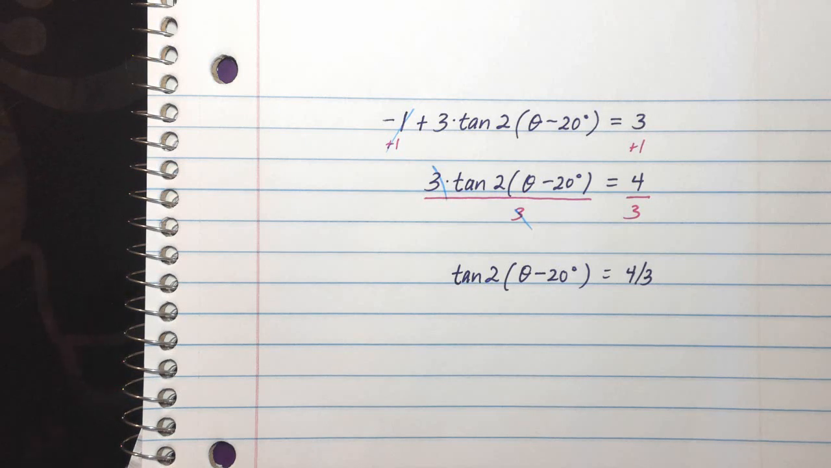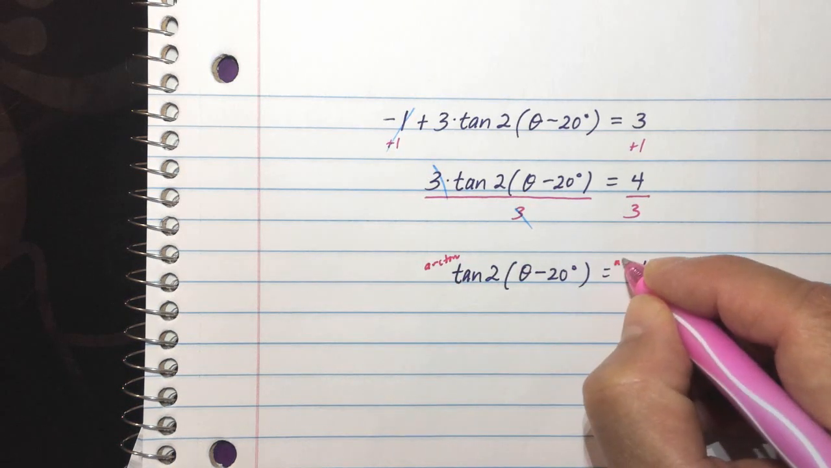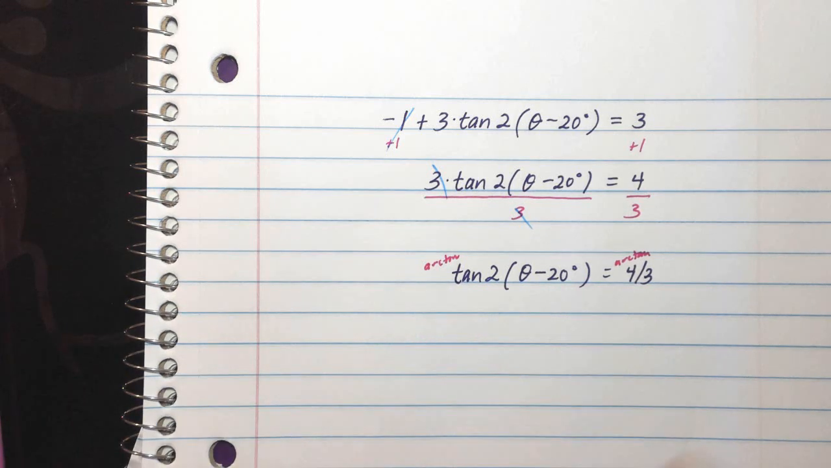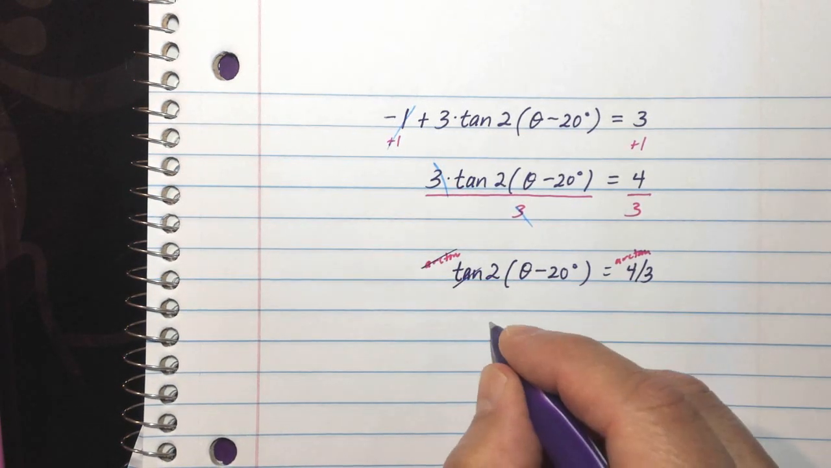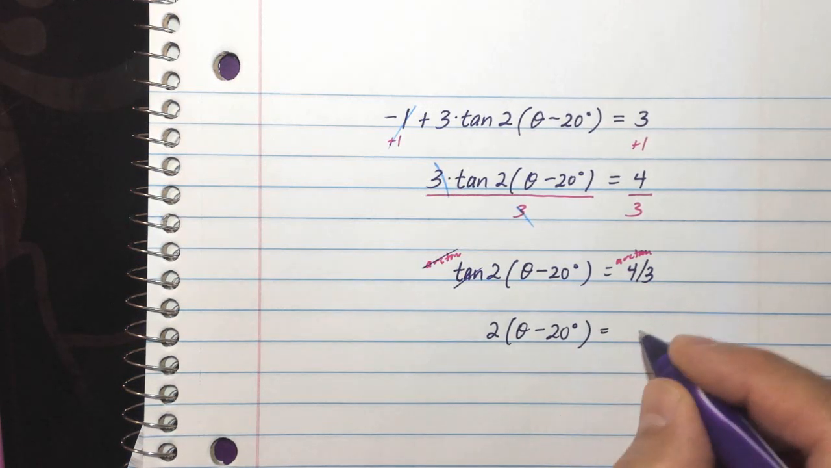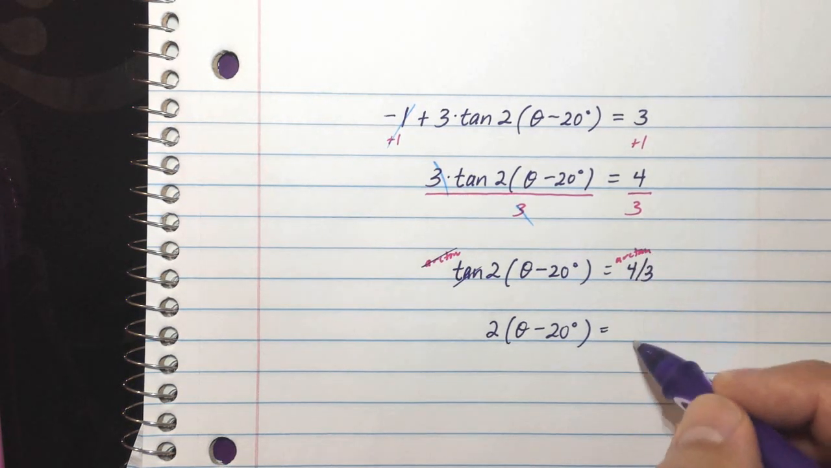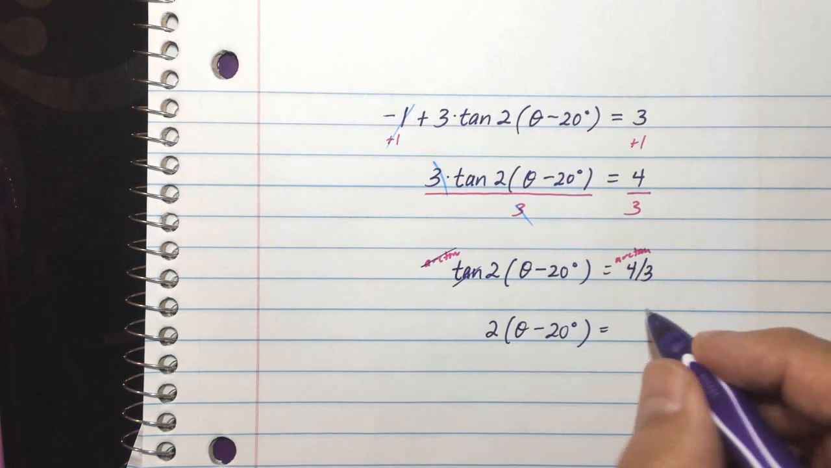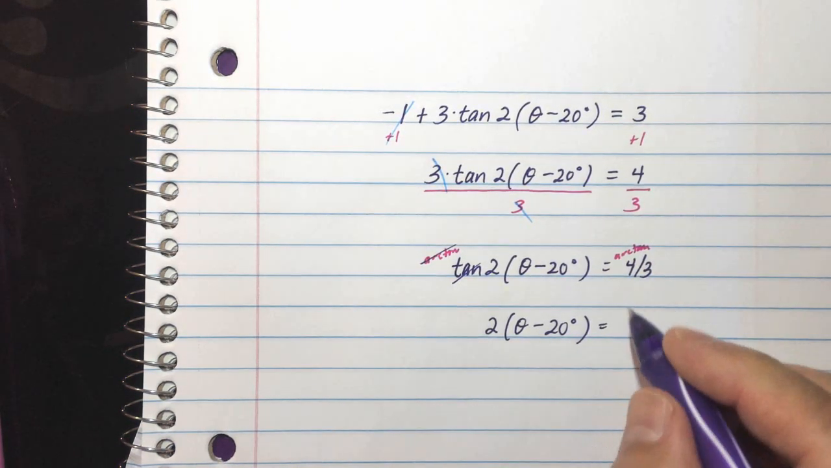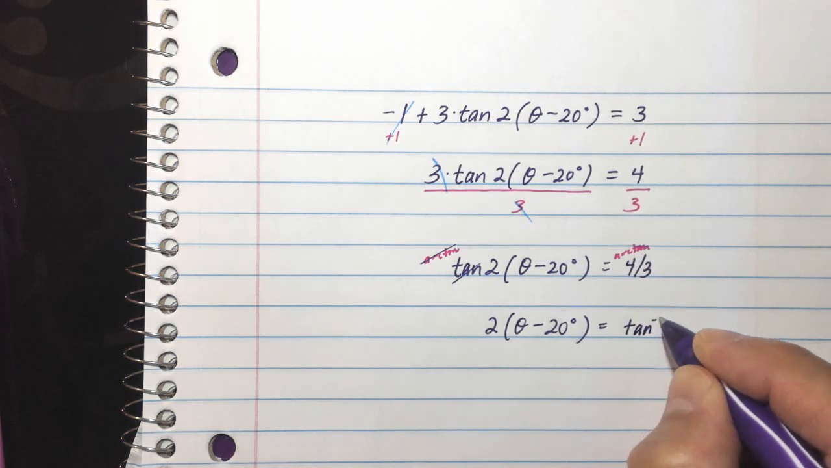I'm not going to show it. Okay, I'm going to show it. Arctan. If you're going to do it right though, cancel this, and then you get 2 times theta minus 20 equals the arctangent of 4/3. I'm not going to rewrite that because I feel like that's a waste. So watch what I do. Instead of rewriting this here, I'm going to go straight to the general solution. Arctangent is just like inverse tangent. Yeah?